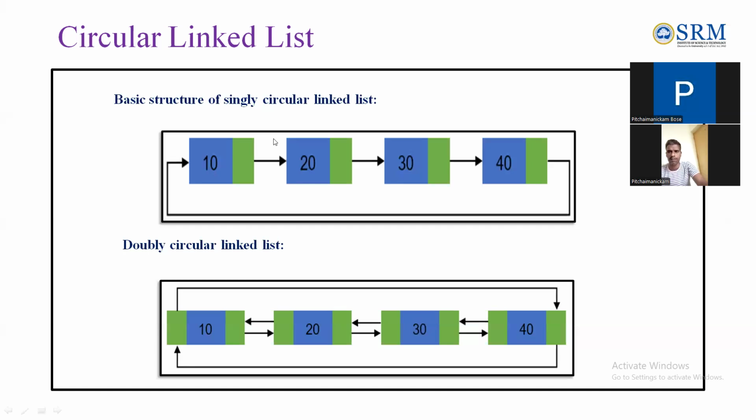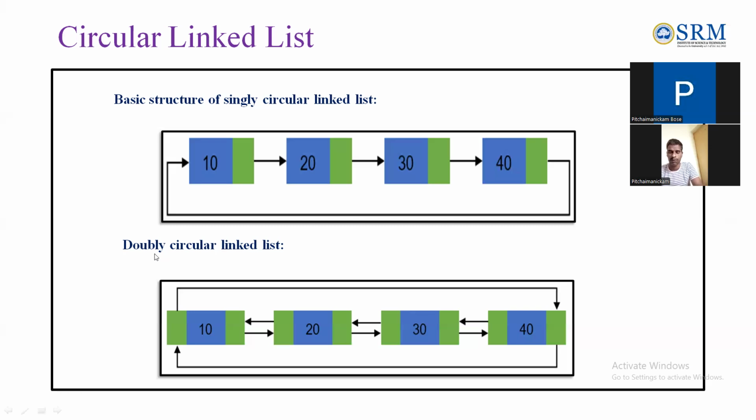So what is the difference between them? In the first case, a single pointer is responsible for connecting each and every node in the given list. For example, 10 is the data that is connected with node 20, node 20 is connected with 30, 30 is connected with 40, and the end pointer again is connected with the front. So this is the basic structure of the singly circular linked list.